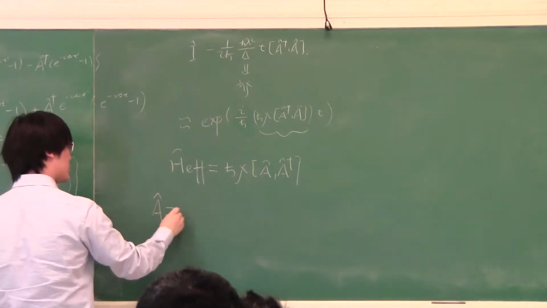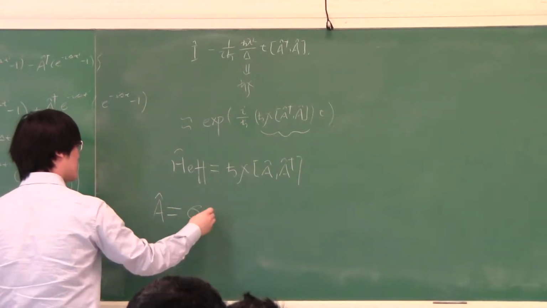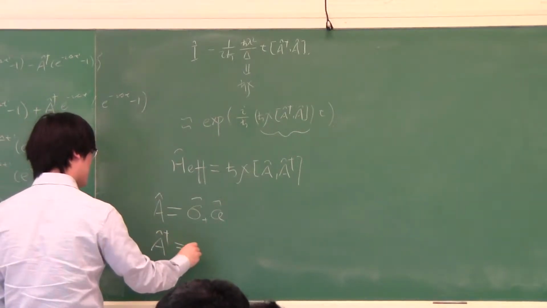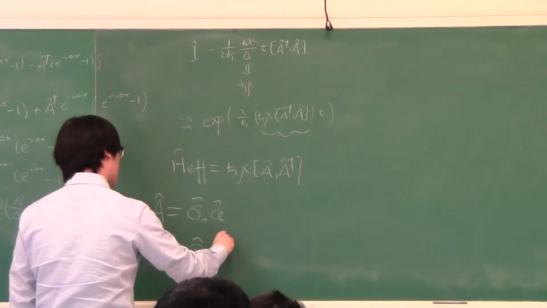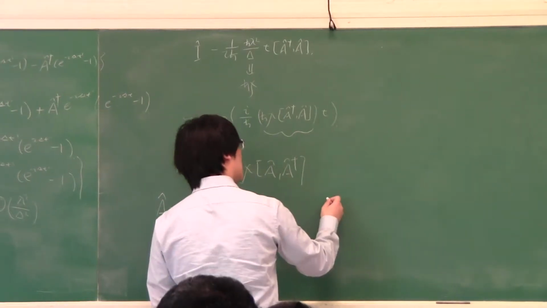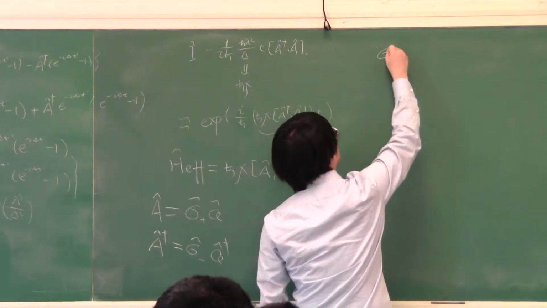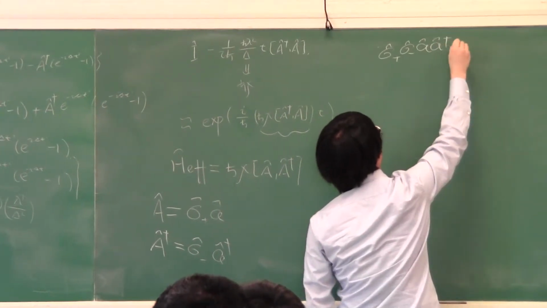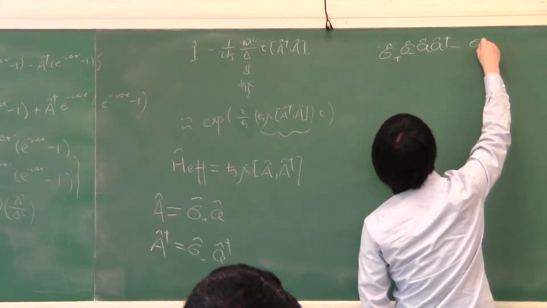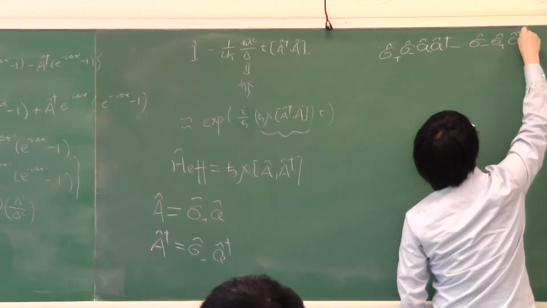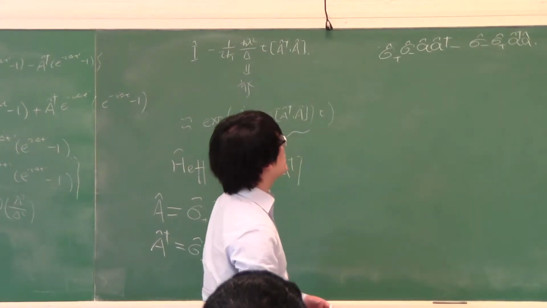Raise that to have A to be sigma plus A, and then A dagger is sigma minus A dagger. So we have a product of the forms something like this. So this is sigma plus sigma minus A dagger minus sigma minus A dagger A. Okay, so that's our commutator right there.